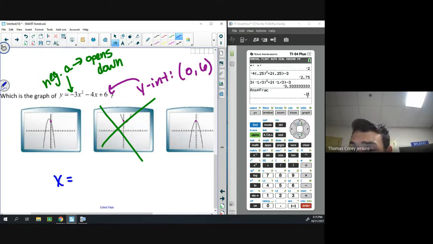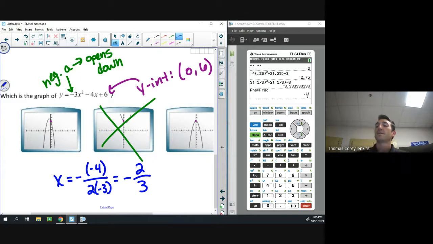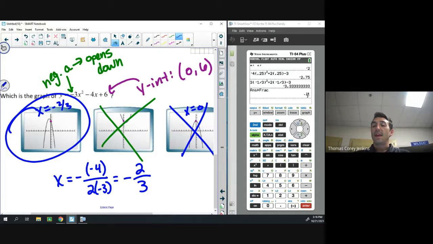Again, it's x equals negative b, so negative negative 4, over 2 times a, which is negative 3. Simplifying, I have 1, 2, 3 negatives, so overall it's going to be negative. Then I have 4 over 6, which we can reduce to 2 over 3. While it's not an easy axis of symmetry, that does tell us its center is not x equals 0, it's x equals negative something, which eliminates this choice. Its axis of symmetry would be x equals 0. This one could be x equals negative 2/3.